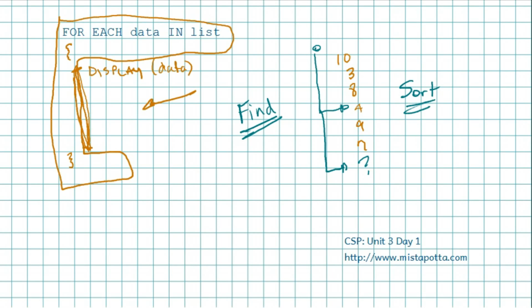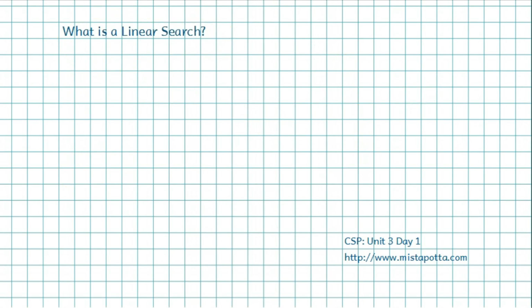If you want an example of that, think about trying to find a word in a dictionary, or trying to find your friend's phone number in your list of contacts. If it's sorted, it's going to be a little bit easier as long as you understand the sorting algorithm. Sorting by first name versus sorting by last name versus sorting by phone number, which would be horrible. So what we're going to talk about in the next video is what a linear search is. In other words, how do we search data?